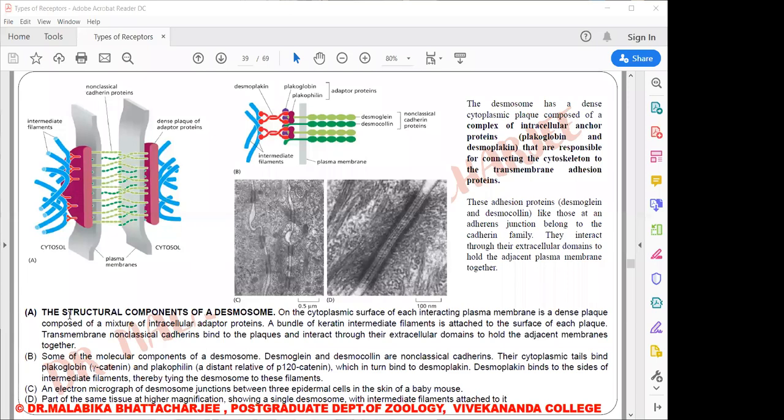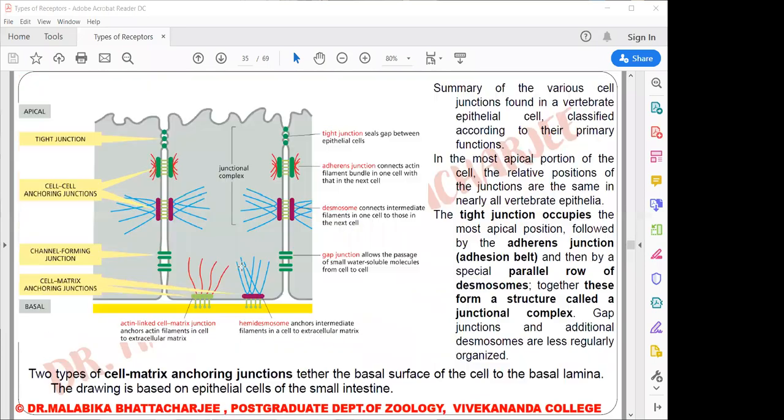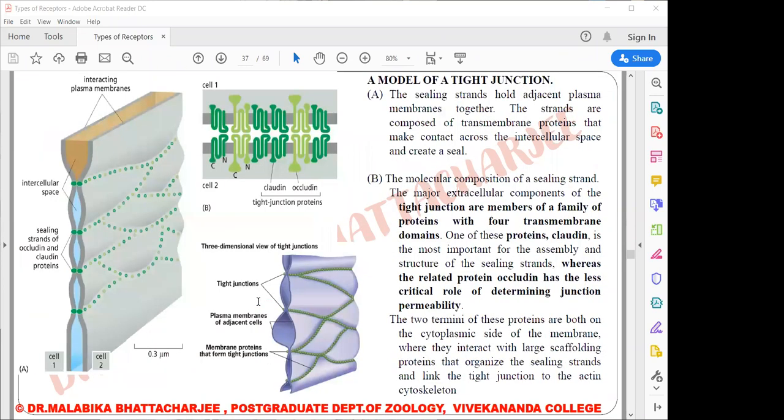And there is a picture of hemidesmosomes I had shown you in the original slides. It's very similar to desmosomes, but instead of helping two adjacent cells to get attached, hemidesmosomes attach epithelial cells to the basal lamina. As you can see, they're attaching the epithelial cells to the basal lamina instead of each other. So that is about desmosomes.